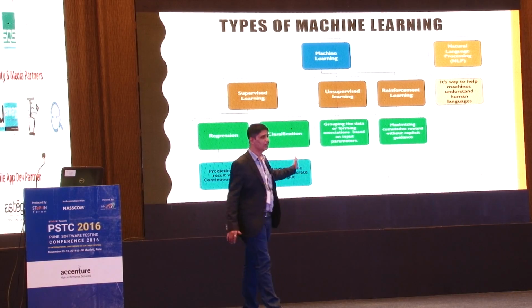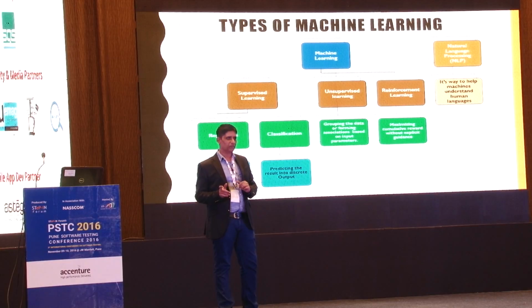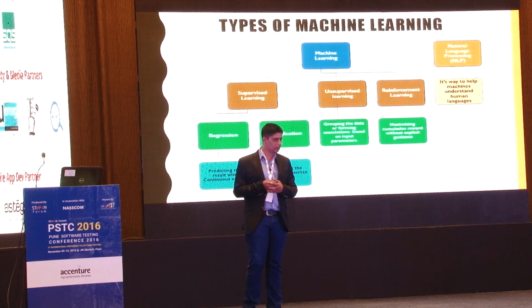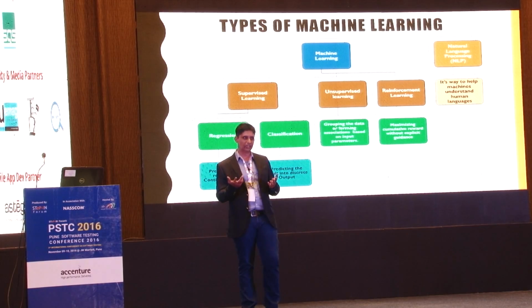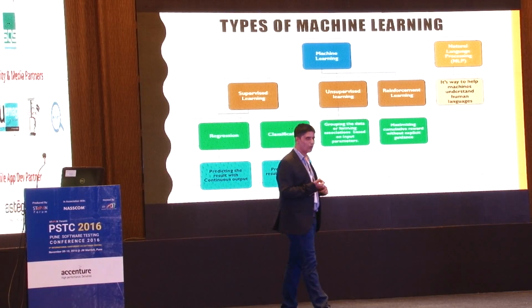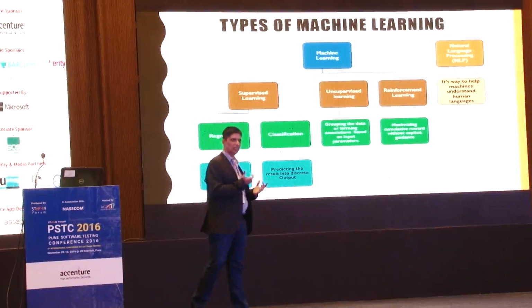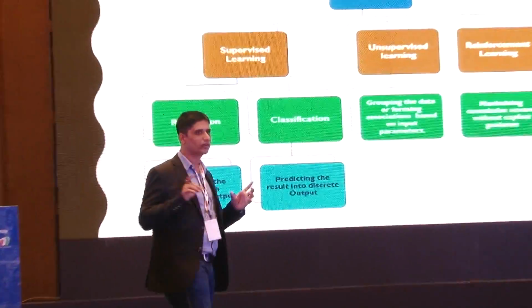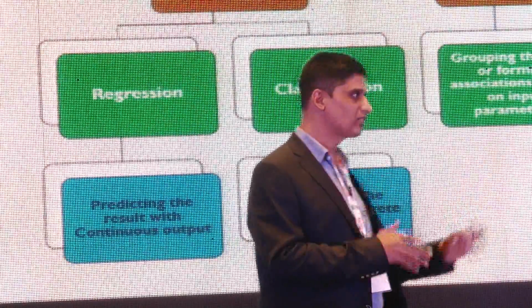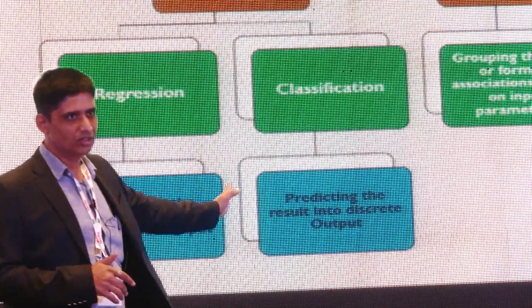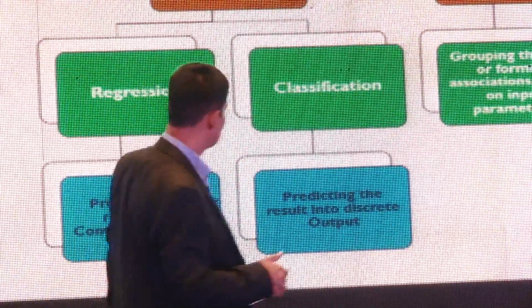Predicting a discrete output, like predicting the success or failure of a requirement, or predicting whether an incoming mail is spam or not spam, means you are categorizing your data values into categories. That is called classification. Both are supervised learning techniques.